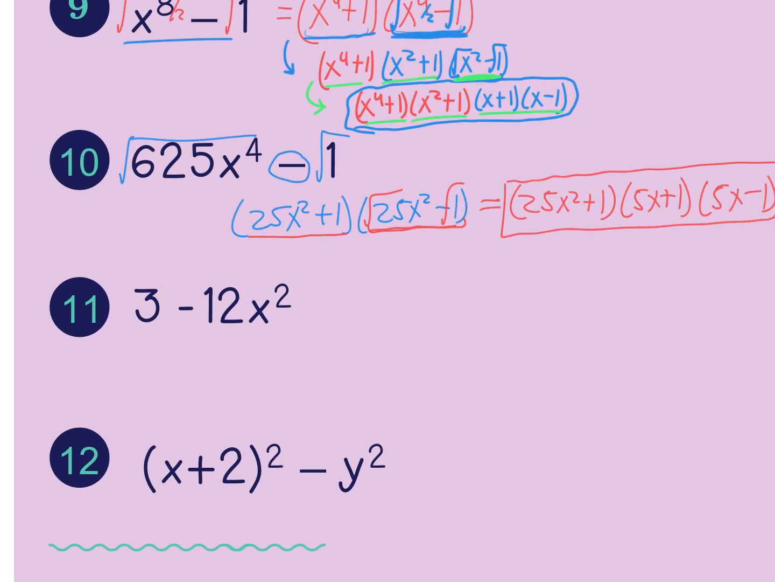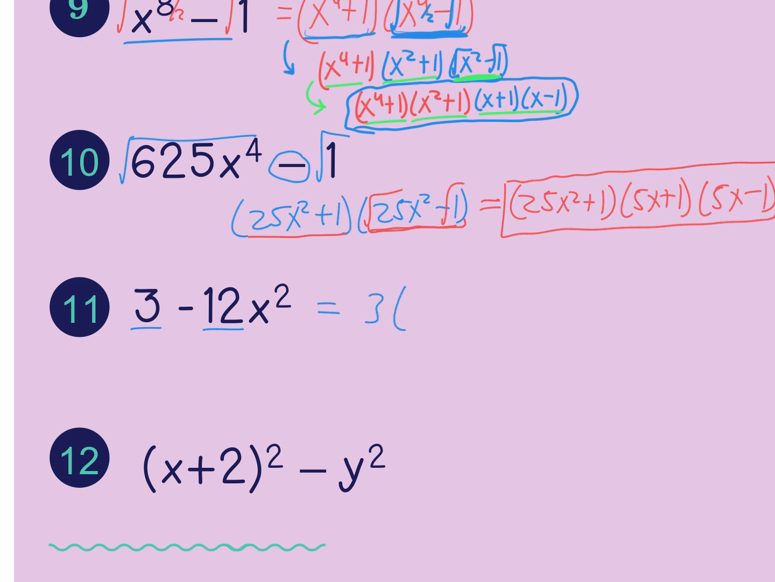All right, now look at number 11. This is why I stress, if there's a common factor, it's not going to just magically appear in the middle of your factoring. Something like number 11, you have a common factor between 3 and 12. You can take that out right away.